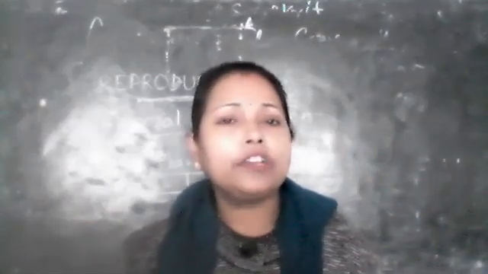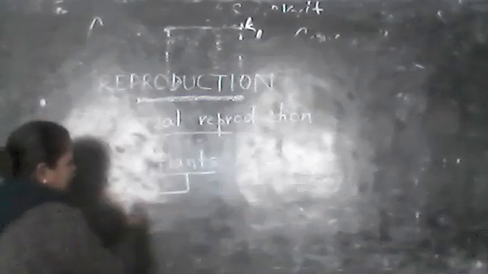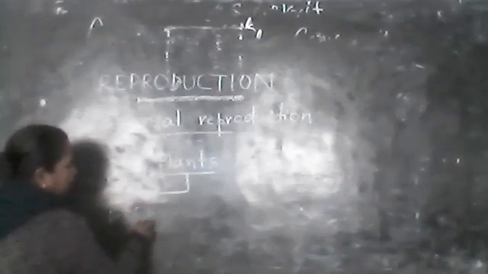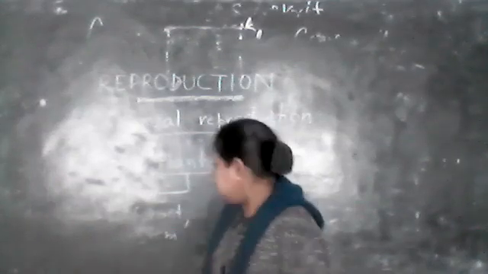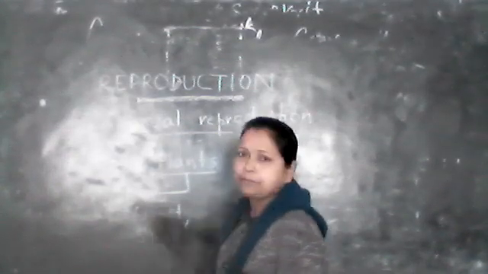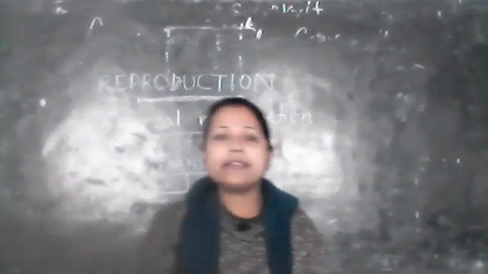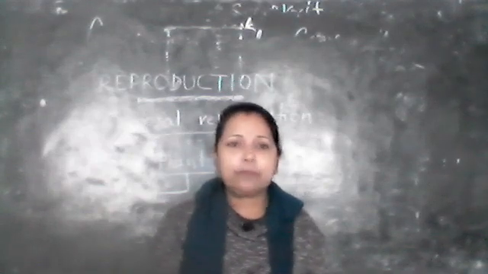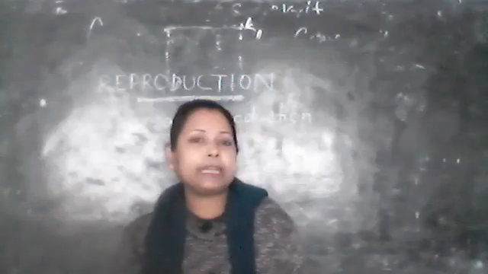See, when a plant reproduces by its vegetative part, like leaf, root and stem, that type of reproduction is called vegetative propagation. ऐसी reproduction को हम लोग vegetative propagation कहते हैं, where a plant is not using its reproductive part.